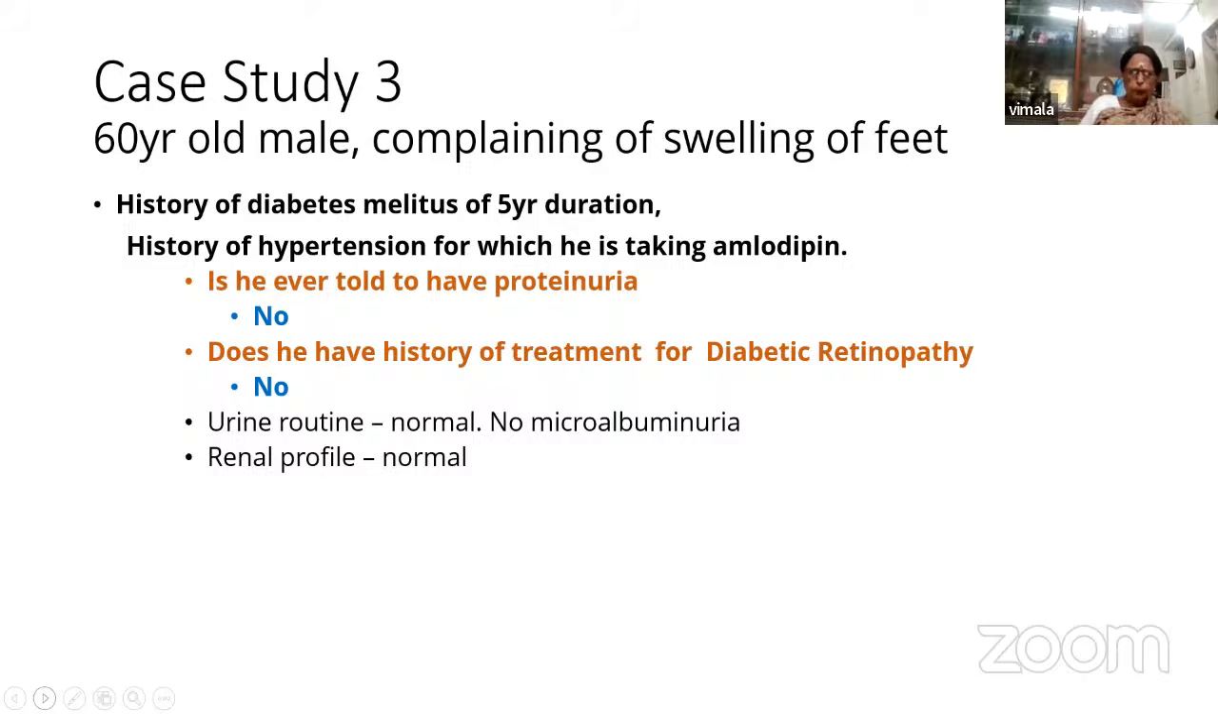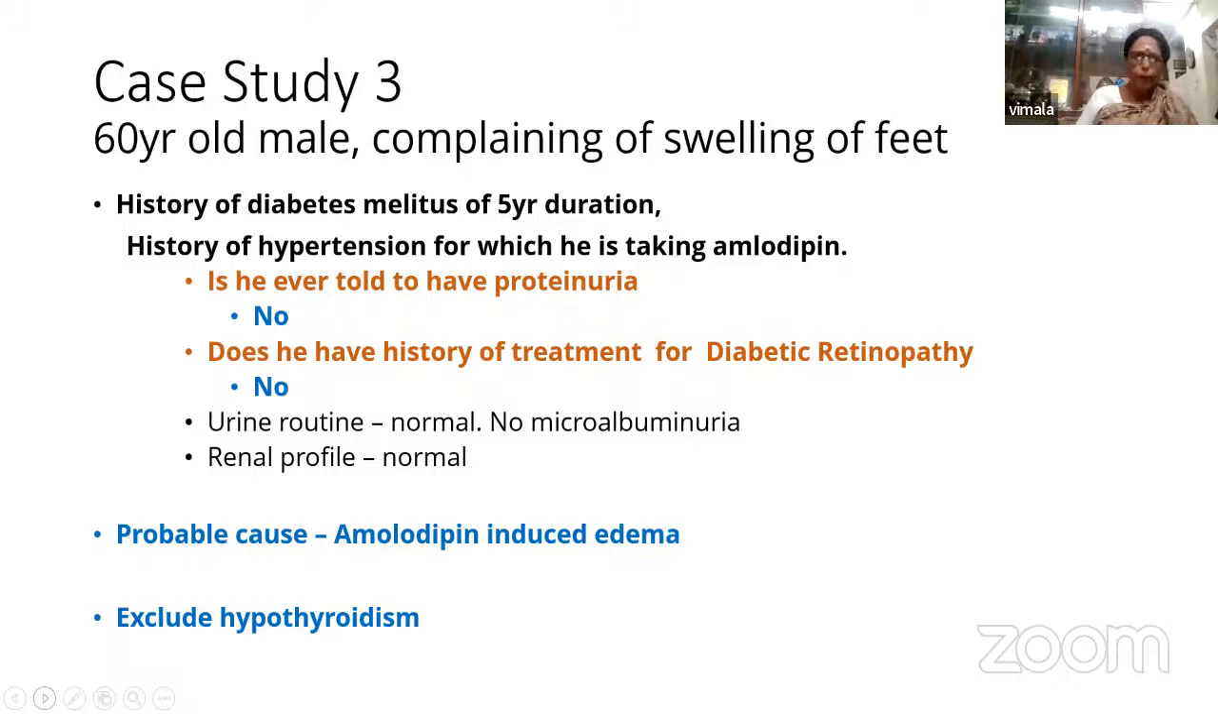What does the urine show? The urine protein is normal. There is no even microalbuminuria. What is the renal profile? Normal. What is serum albumin? Normal. So what is the probable cause? You should always remember amlodipine and certain other drugs can produce edema by vasodilatation.